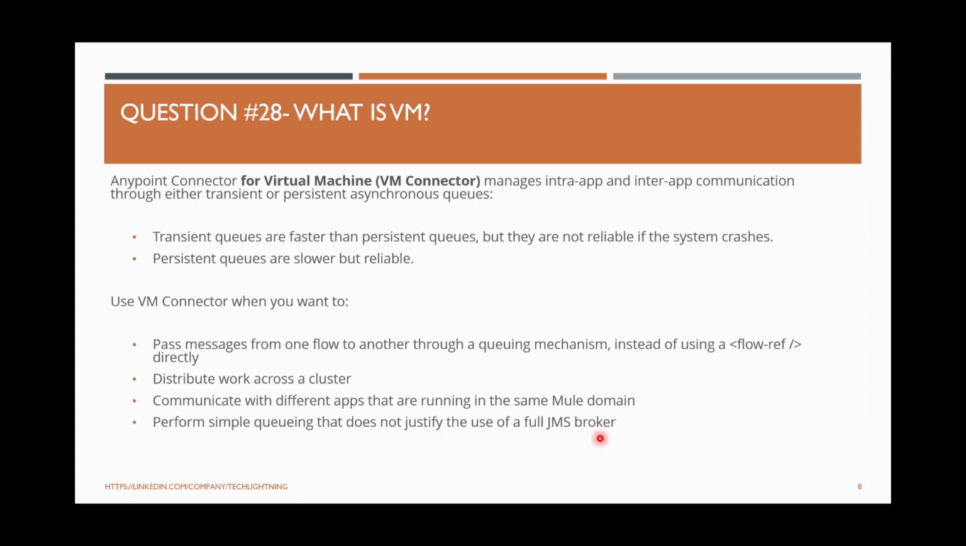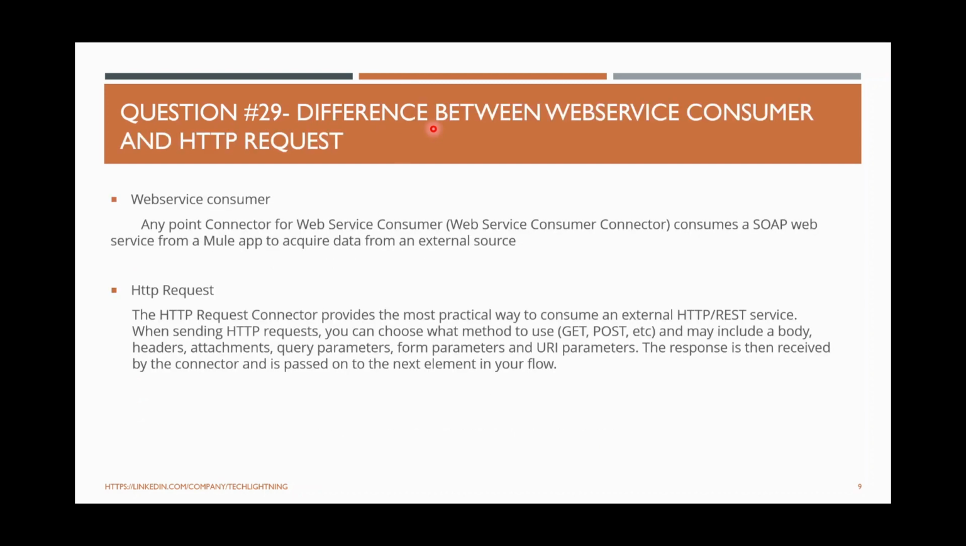You also have the JMS broker concept, where you can use publish-subscribe with a lot of admin management capabilities, using external MQ providers like Solace, ActiveMQ and so on. But if you don't want to go with that and you want a simple queuing mechanism, then you can go with the VM connector itself. I'll move on to the next question.